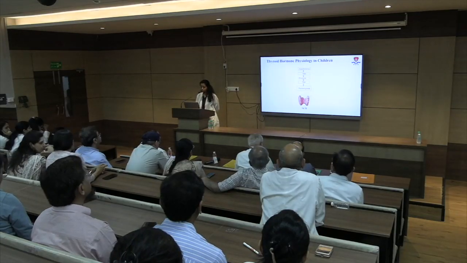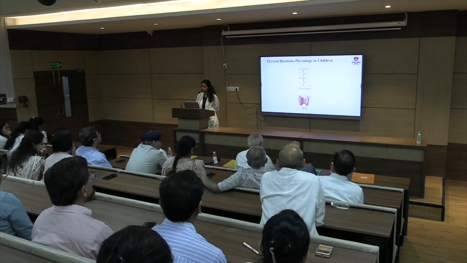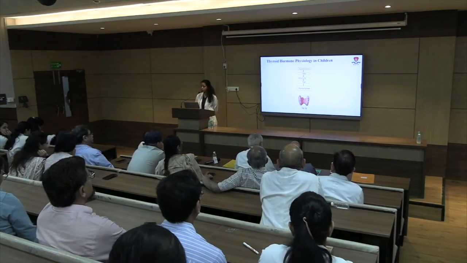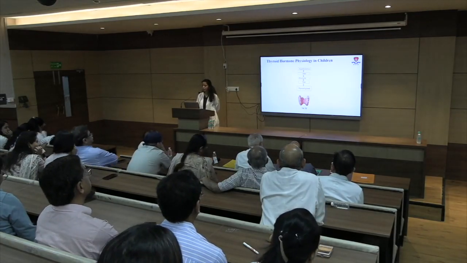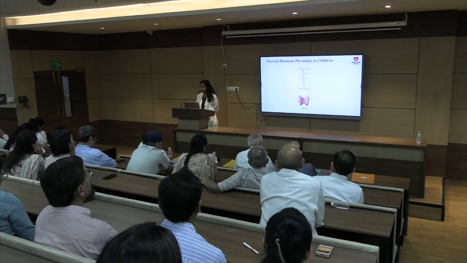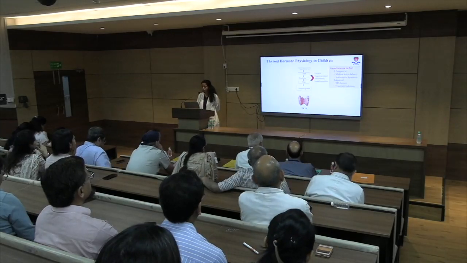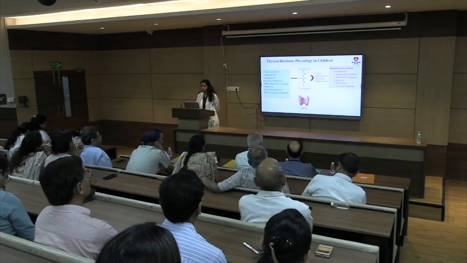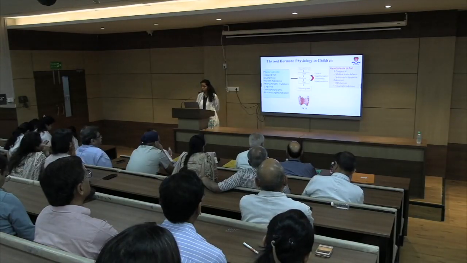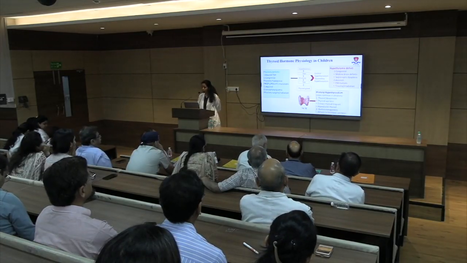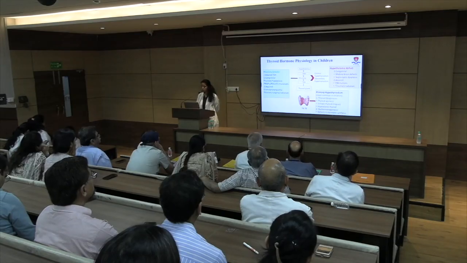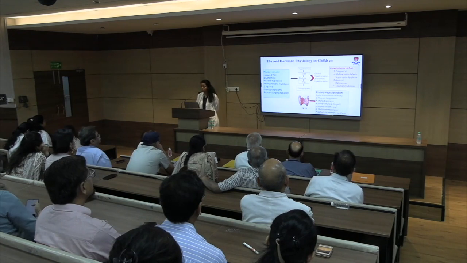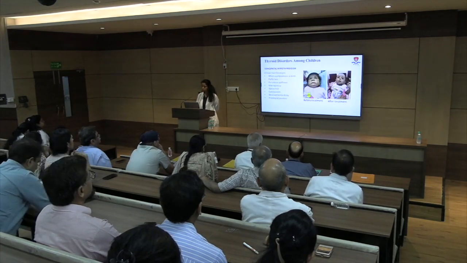Thyroid hormone physiology. Through the hypothalamus, TRH is released with resulting release of TSH from the pituitary, and T4 and T3 are released from the thyroid gland. Any abnormality in the hypothalamus or pituitary results in central or secondary hypothyroidism, whereas any abnormality in the thyroid gland itself results in primary hypothyroidism, which is the more common cause in children. It can either be due to thyroid dysgenesis or dyshormonogenesis.